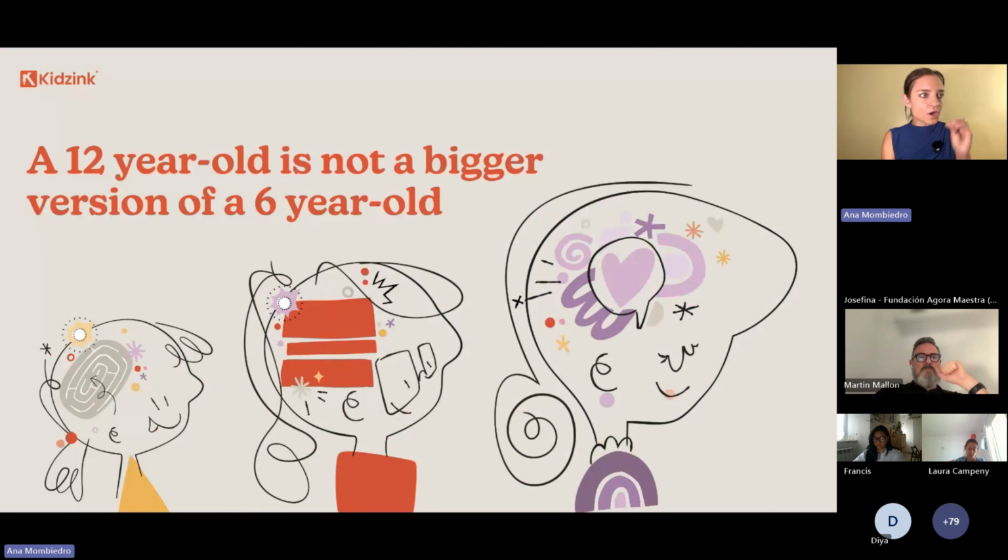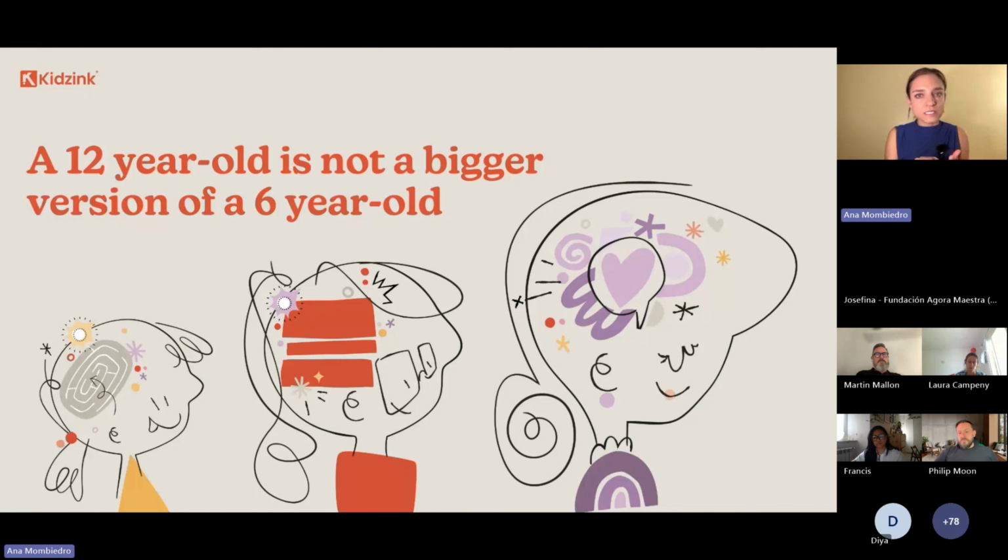Now, we talk about the architecture of learning, and I'm sharing with you how the environment comes together with the body to create a unified thing that actually makes learning possible. But there is something really important when it comes to design, and it's to understand that a 12-year-old is not a bigger version of a 6-year-old. We cannot just make a classroom slightly bigger or bigger furniture. It's not about that, because there are different needs.